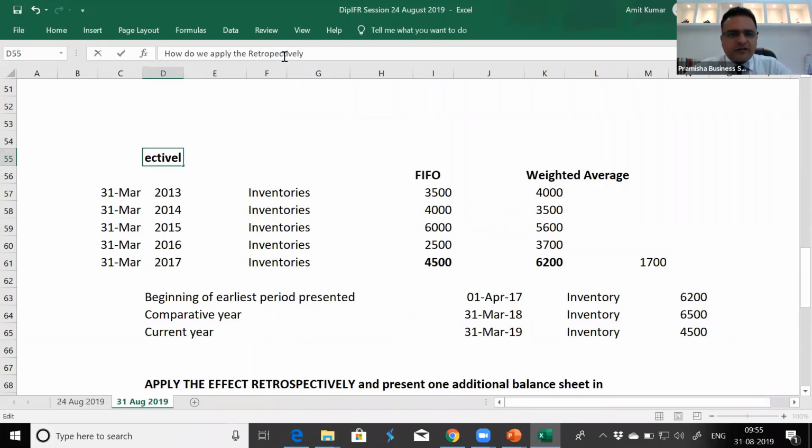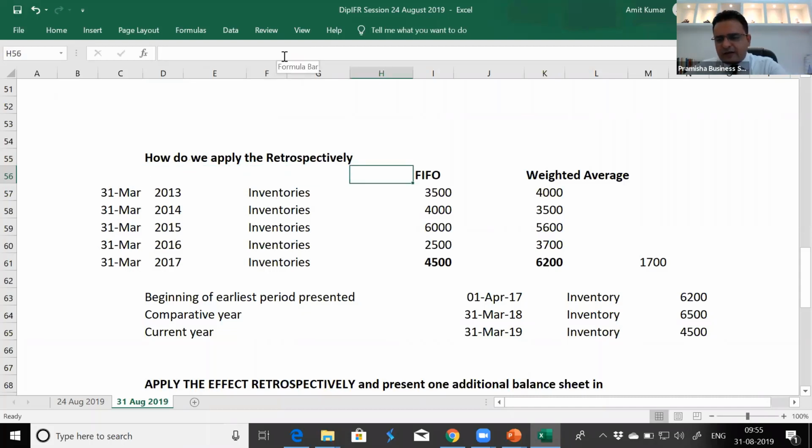See, inventory valuation is interrelated. So there's one. I'll come to your point, Praveen. Let me clarify this area.